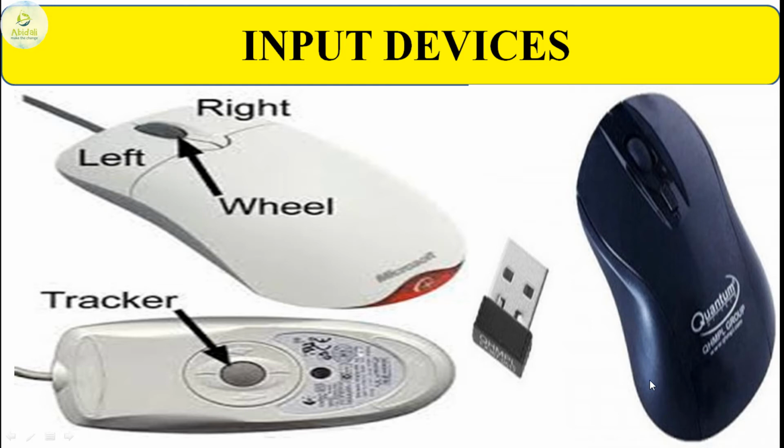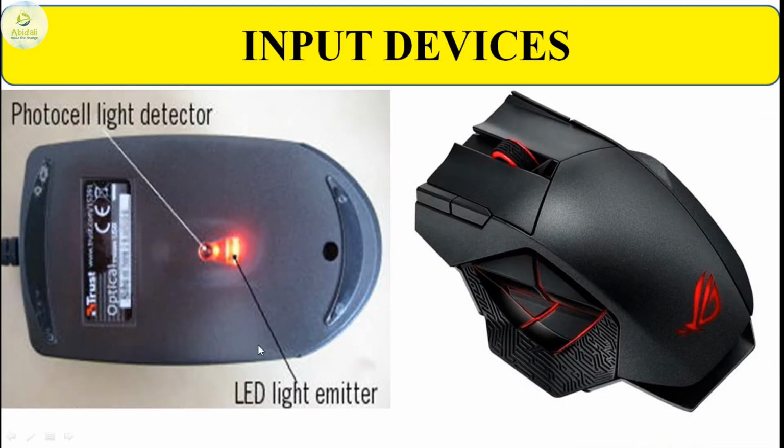Then we have the wireless mouse that you see. This is a nano receiver, which will be attached to the computer USB port, and this will receive or send the signals from one place to another. The mouse sends the signals to the receiver instead of through a wire.